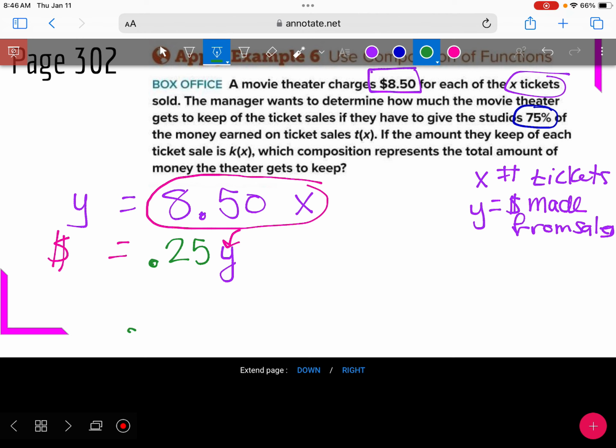So what we're doing is we're taking our 0.25 times our 8.50x. So when we're figuring out how much money from each ticket, we're going to multiply 8.50 times 0.25. So what is 0.25 times 8.5?